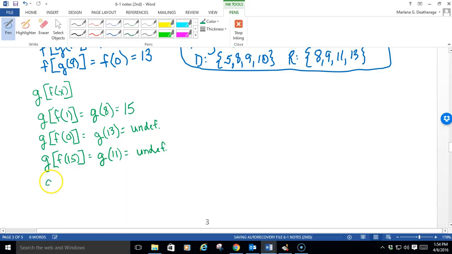One more. G of f of what? 14. So what's f of 14? F of 14 is 9, so we want g of 9. And what's g of 9? 0.